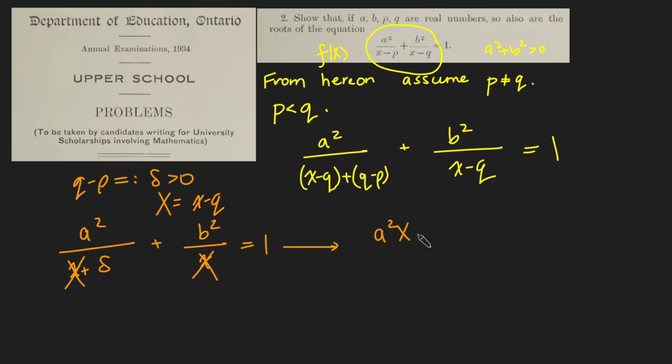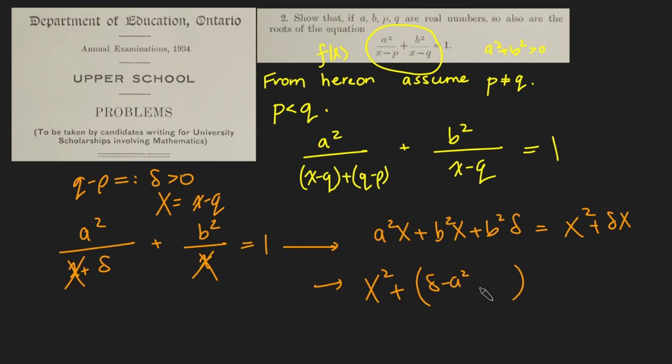So this would be a squared x plus b squared x plus b squared delta equals x squared plus delta x, like so. And now this is a little bit prettier than the initial quadratic that we had when we just put our head down and cross multiplied here. This is slightly more strategic. And now what we can do is put this as x squared plus, and now if I bring the x terms on this side, this will be delta minus a squared minus b squared times x, and then minus b squared times delta equals 0.